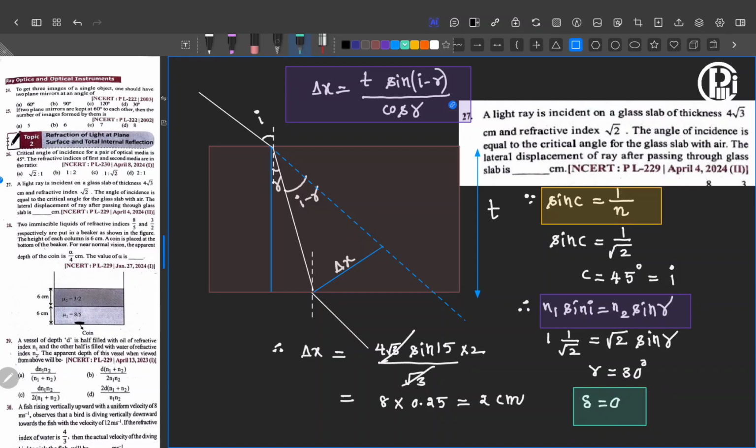So this can also be kept in our mind. From this problem you have to keep all these formulas in mind. One is the lateral shift formula, t times sin(i minus r) by cos r. Another is the critical angle formula, sin C is equal to 1 by n. And one more is Snell's law, n1 sin i is equal to n2 sin r. And you also have to keep this in mind.